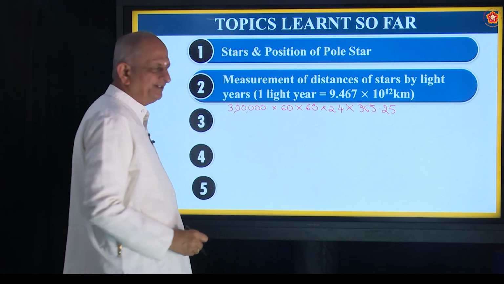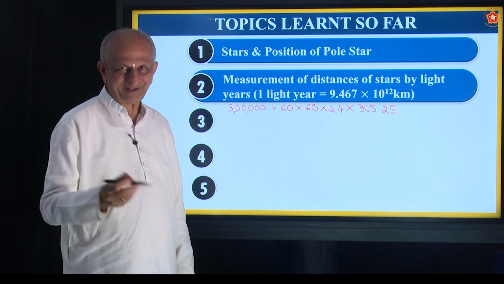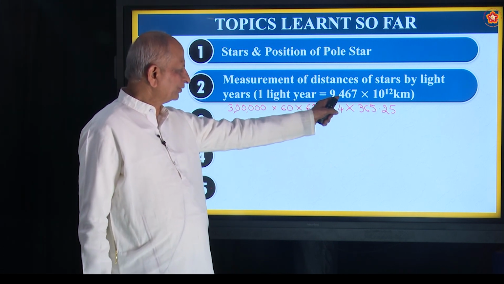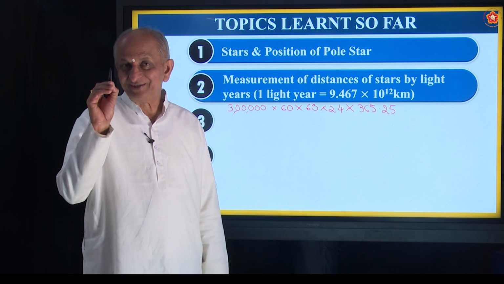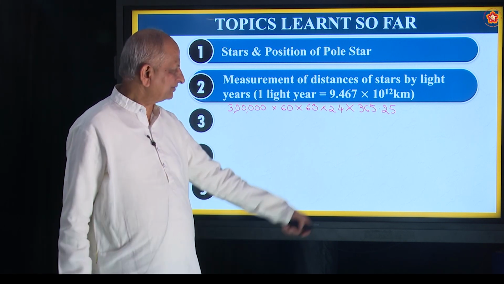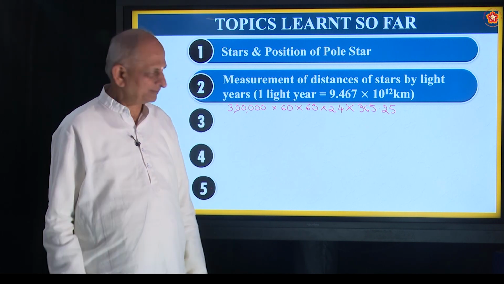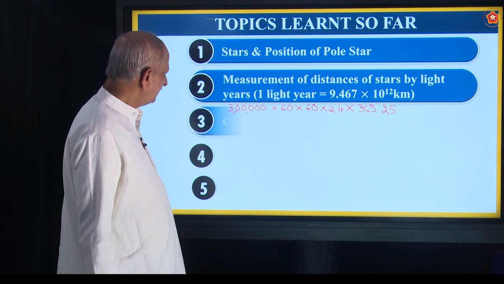So if you multiply all this, have you tried it? Okay, if you have not tried, you can try it afterwards. It comes approximately 9.467 into 10 to the power of 12. Don't think it's a very small unit, it's a very big unit, because 10 to the power of 12 means 1 followed by 12 zeros. So that is the unit they are using for light year.